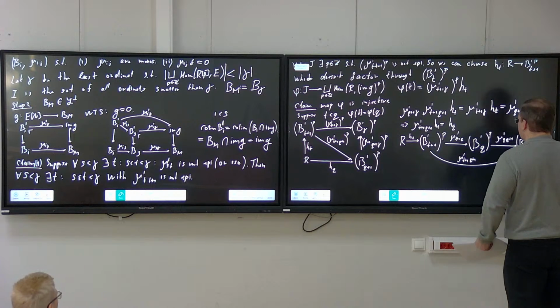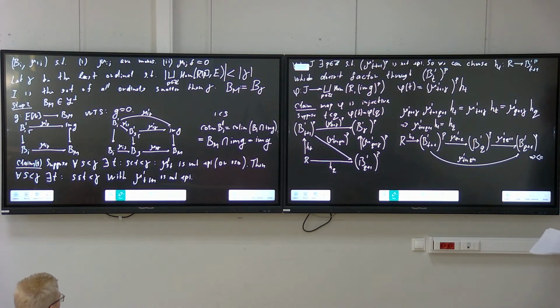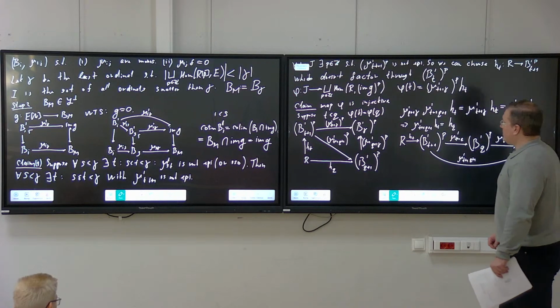Why can we cancel mu prime q plus 1 gamma? Well, because all the maps are monomorphisms. It was a monomorphism in the original directed system, and also monomorphisms after pullback. So that's a contradiction, hence this is not possible, hence the map is injective.